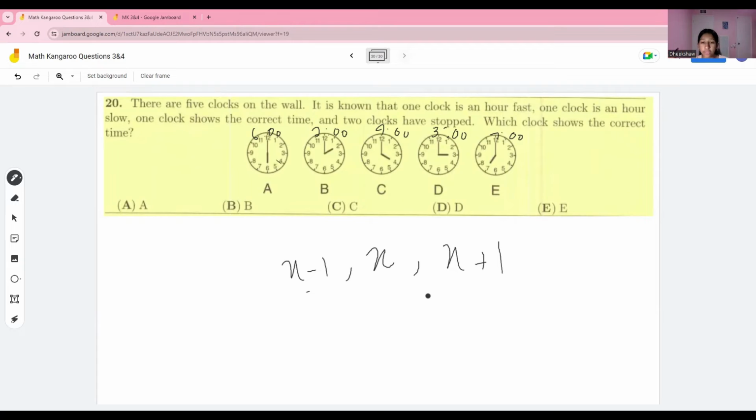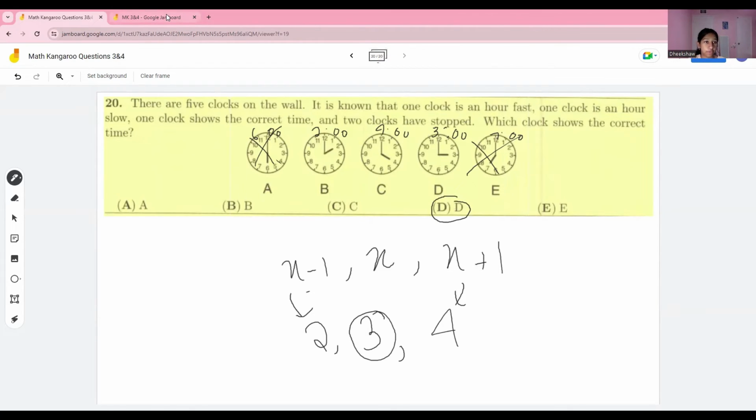So we want to find it so that they're consecutive, right? In this case, 6 and 7 are consecutive with each other, but we need to have 3 in a row that are consecutive, and they don't follow that. So the consecutive will be 2 o'clock, 3 o'clock, and 4 o'clock. 4 o'clock is an hour fast. That's this one. 2 o'clock will be an hour slow, and the right time will be 3. So that's why the correct answer to this question is D.